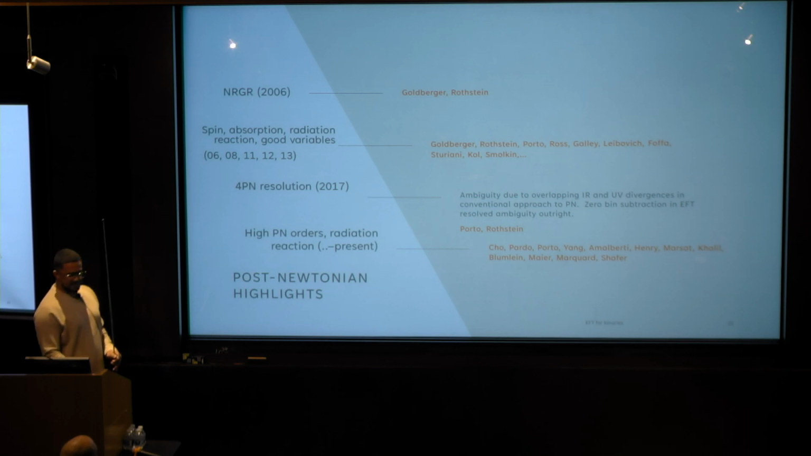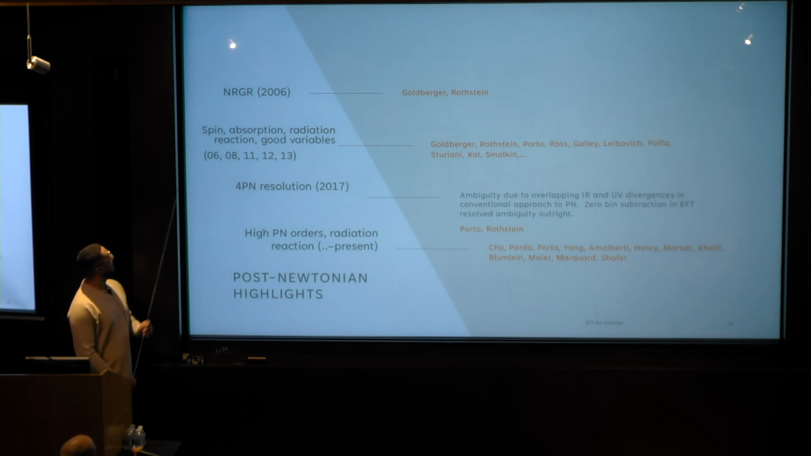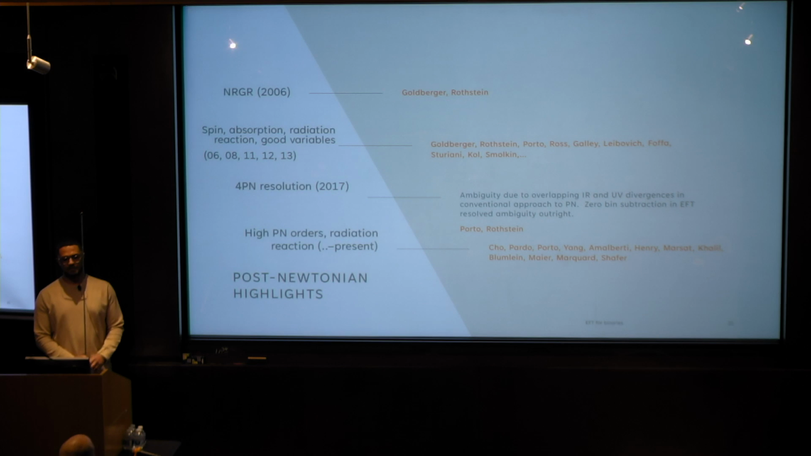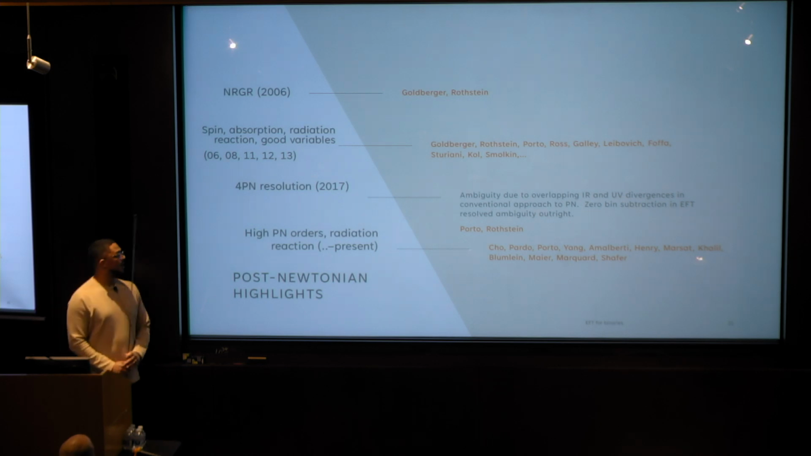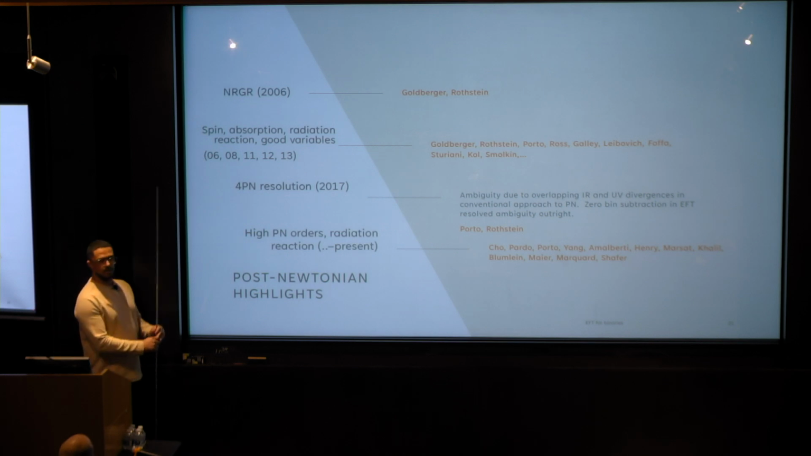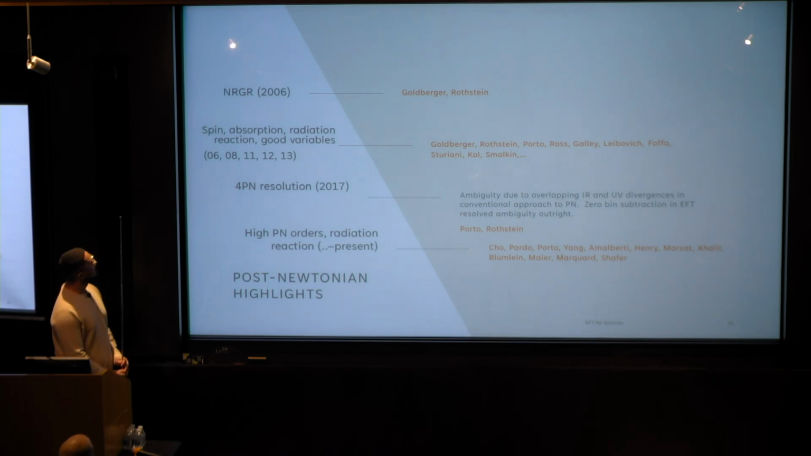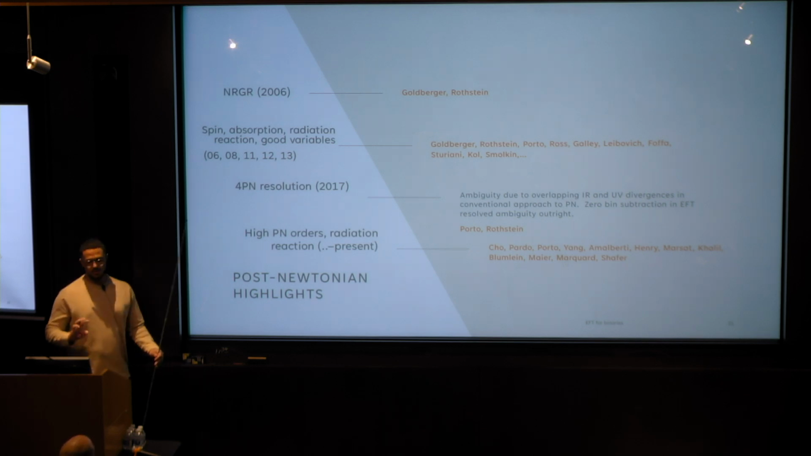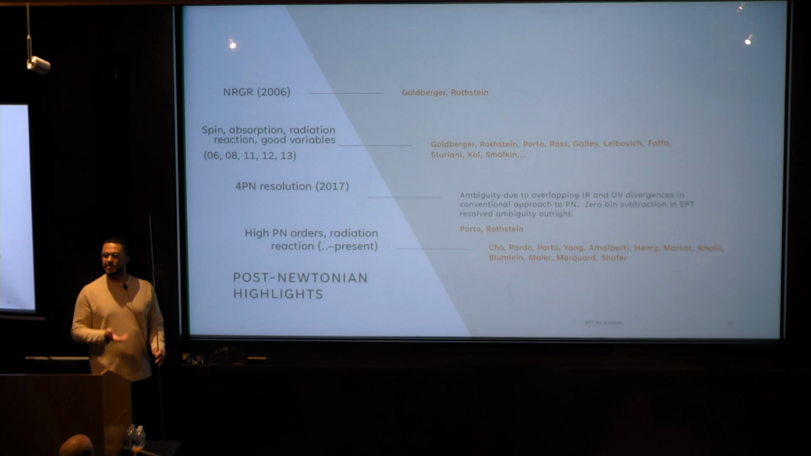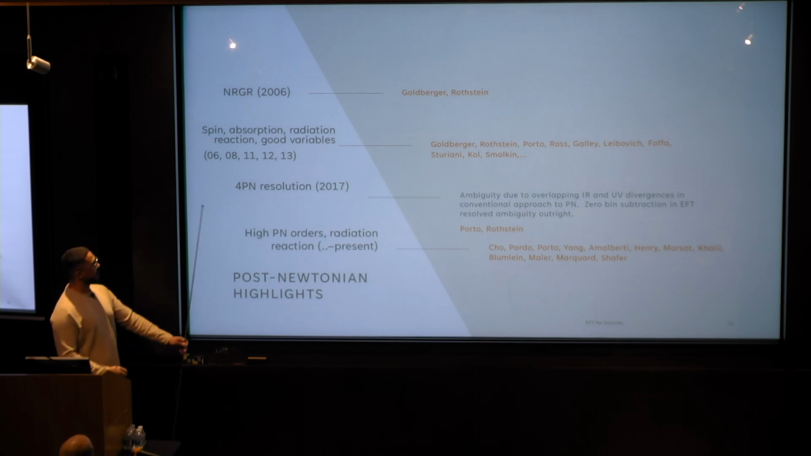Now, I don't have time to review the full history, not at all, but I wanted to hit some of the main highlights. So the real application of these effective field theory ideas to this problem was by Ira Rothstein and Walter Goldberger in 2006. They coined it NRGR for non-relativistic general relativity, building on ideas from NRQCD and NRQED effective theories. Shortly after that, there was a burst of activity. People added spin to these bodies, absorption effects. They properly treated radiation reaction. They found good variables that let you effectively reduce the loop order for certain calculations. Tons of work. I could not account for all the authors.